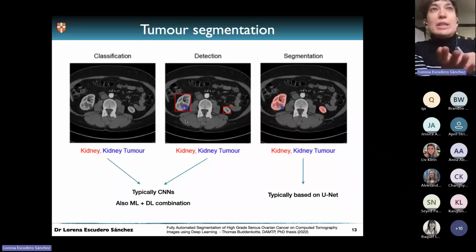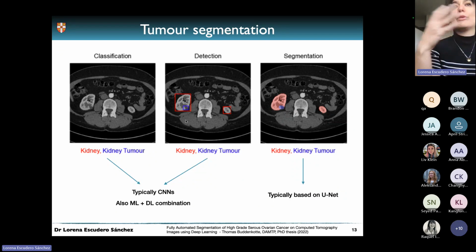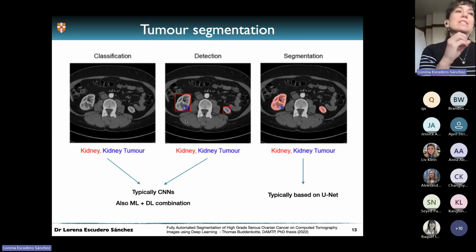In the case of segmentation, I'm talking about semantic segmentation. So this would be a problem of pixel by pixel classification. So here we are interested in every pixel in the image having a label. For example, kidney, kidney tumor, or background. So it's a more complex problem. It's more information because we want the precise delineation of these tumors. And this is a problem typically solved with U-Net.